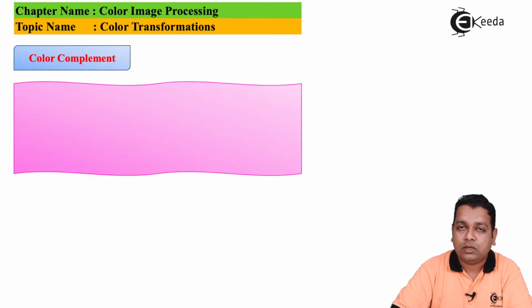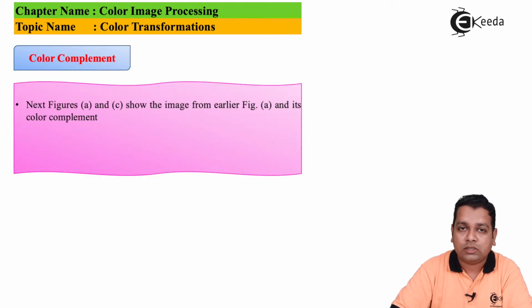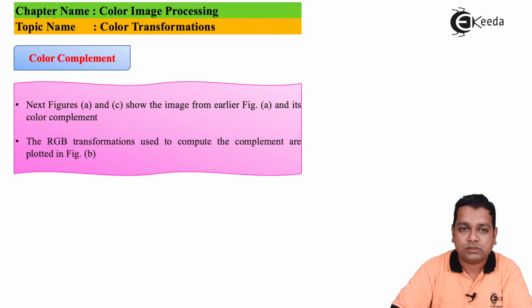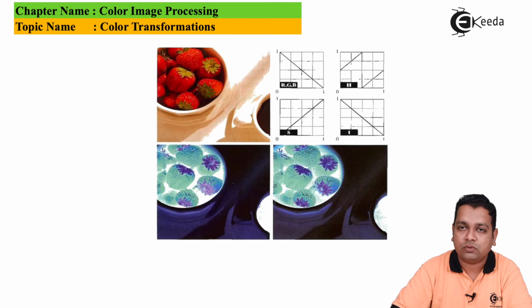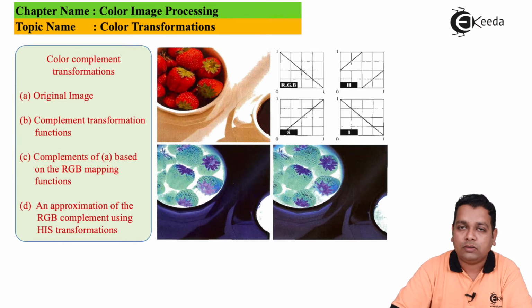Now the next figure has parts A and C, which show the image from the earlier figure A and its color complement. The RGB transformations used to compute the complement are plotted in figure B. So there will be a sequence of figures A, B and C. Let us have the visualization and the nomenclature. This represents the color complement transformation.